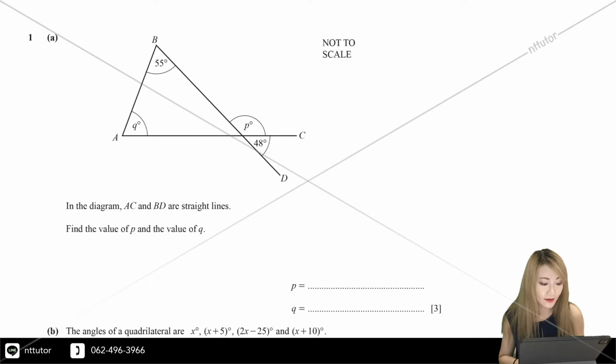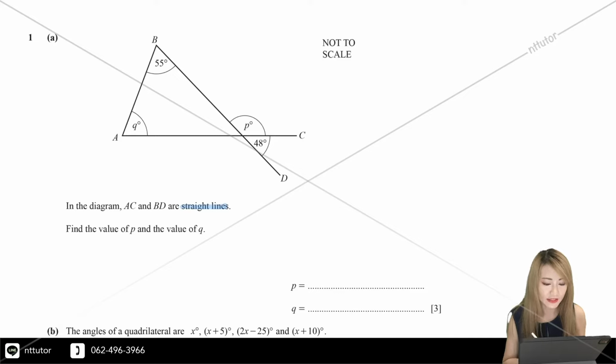A. In the diagram, AC and BD are straight lines. Find the value of P and the value of Q. The question mentions that AC and BD are straight lines because it wants to remind you that the angles in a straight line add up to 180.